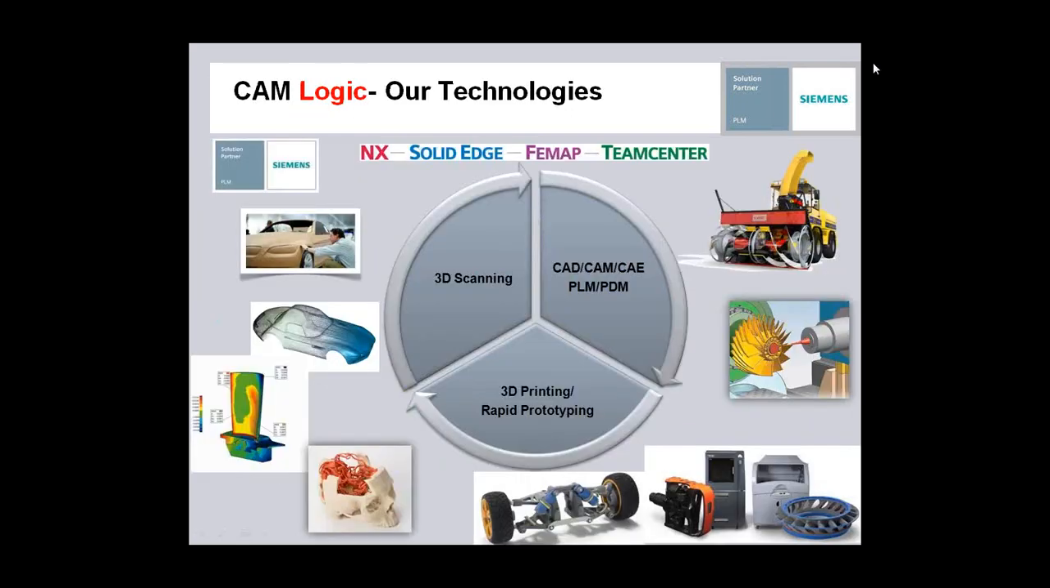Kam Logic employs the three-legged stool strategy. First of all, we partner with Siemens, offering the complete integrated Siemens portfolio for design, machining, analysis, and product data management. We partner with 3D Systems for 3D printing and rapid prototyping, and Romer and Creaform for 3D scanning for inspection and quality. Now that you've heard a bit about Kam Logic, let's look at the benefits of reuse and development.